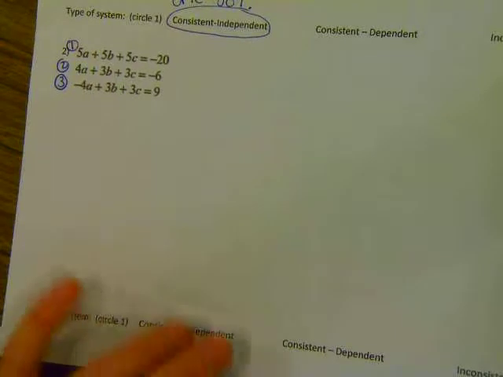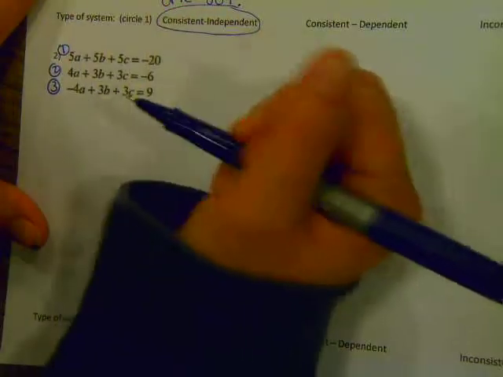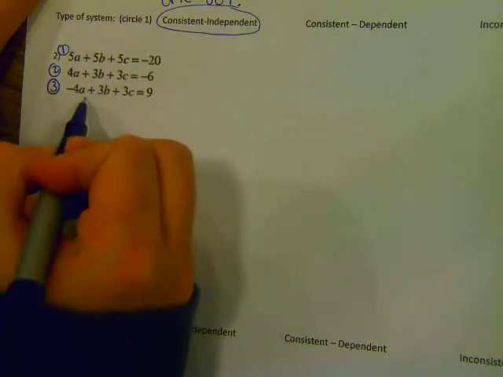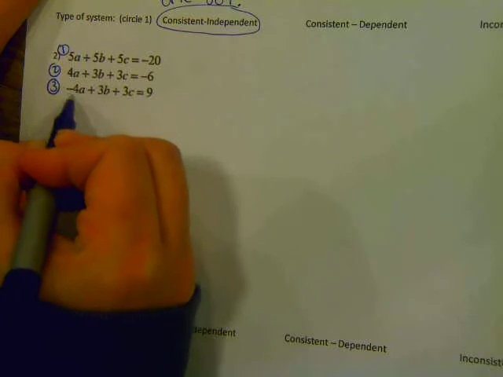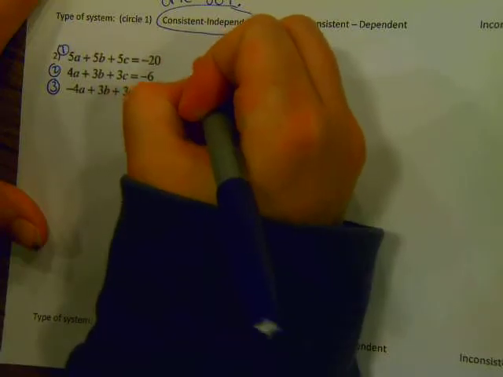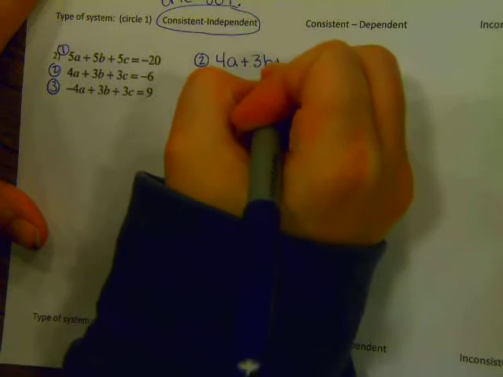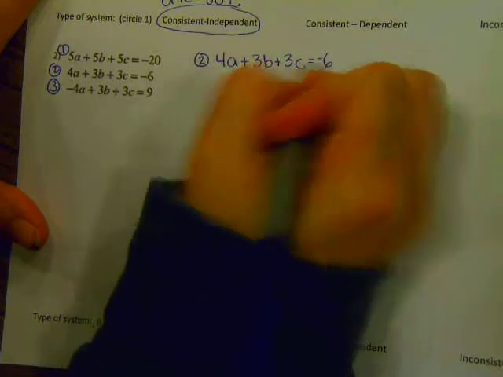Now, here's the good thing about these guys. You don't always have to do the same pairing. You don't always have to pair 1 and 2 right away. You can pick. I'm actually going to pick 2 and 3 right here, because if you notice, these 2 numbers are already opposite, so I can eliminate the A really quickly. So let's do, I'm going to do my first step. Equation 2 with the equation 3.